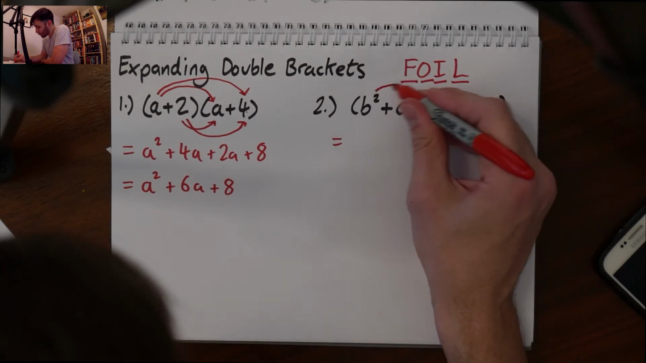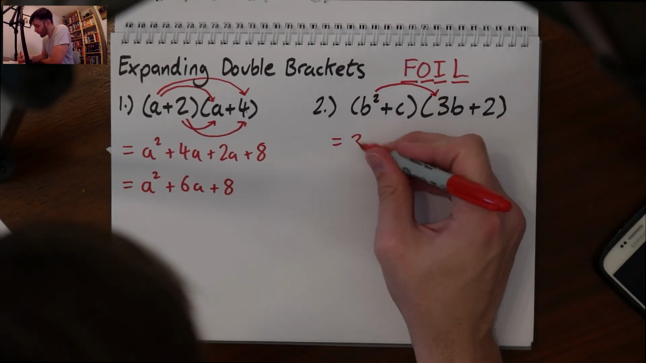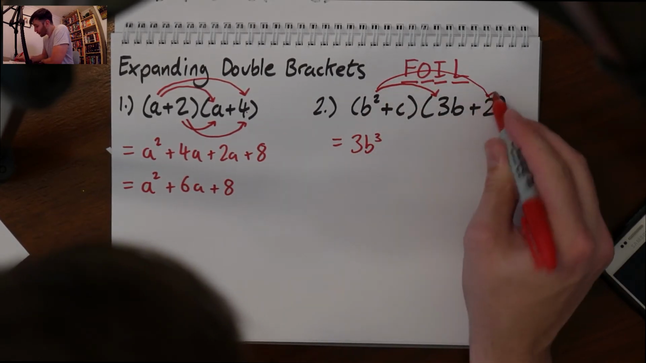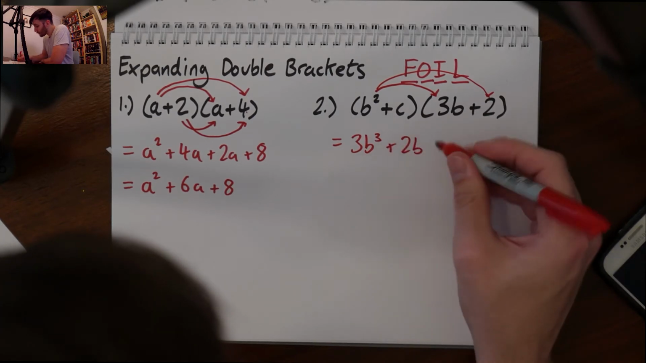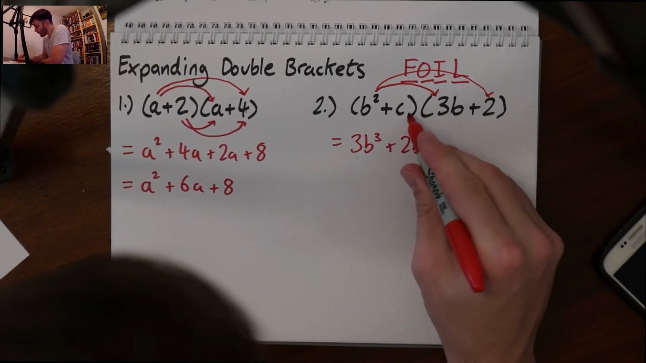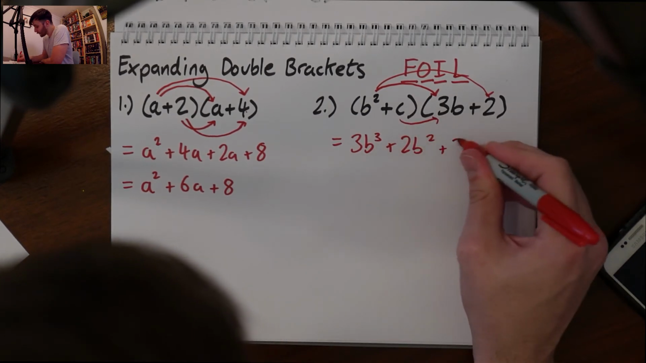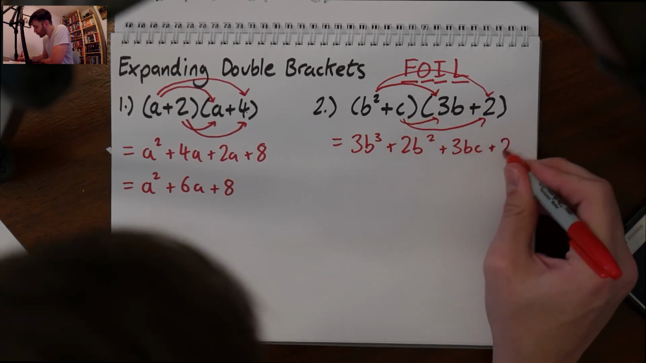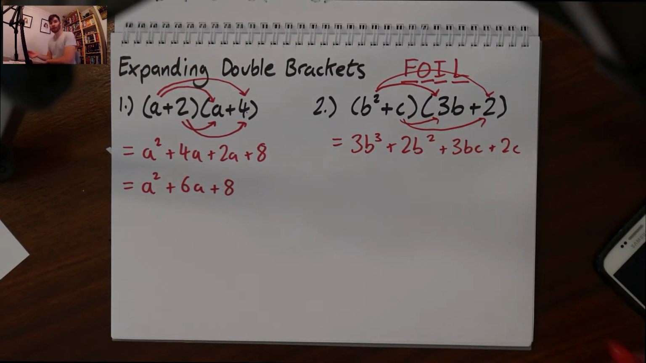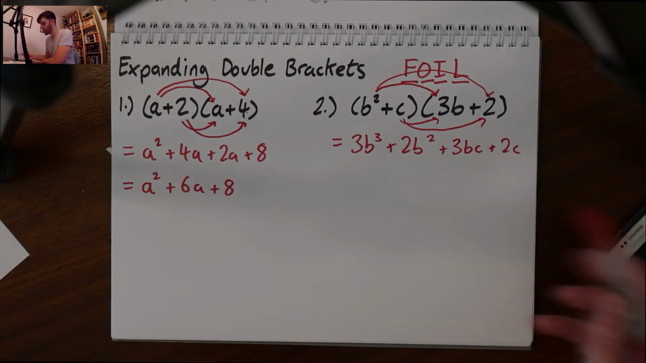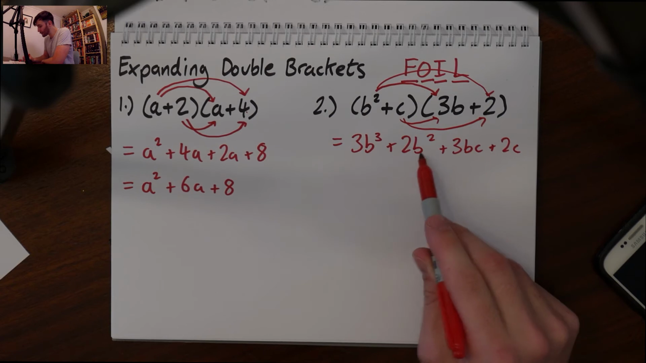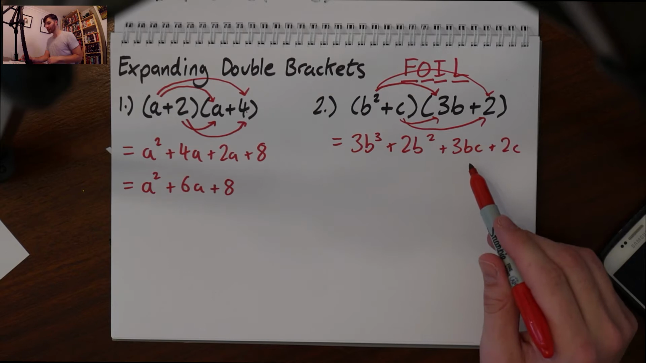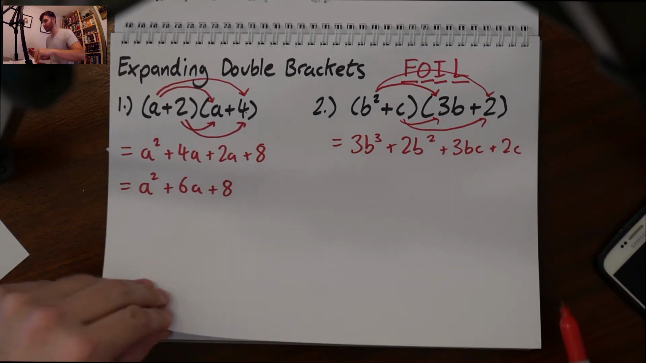Alright, next one. b squared times 3b is going to be 3b to the power 3. b squared times 2 is 2b squared. 3b times c is exactly that, 3bc. And c times 2 is 2c. So now we look carefully and see if we've got any like terms between them. This one ends in b cubed, this one ends in b squared, this ends in b times c, and this one ends in c. So that's actually our final answer. We can't make that any more simple than what it is right there.